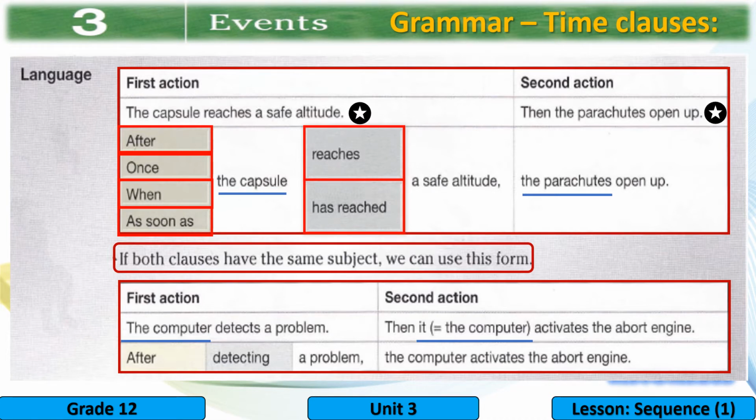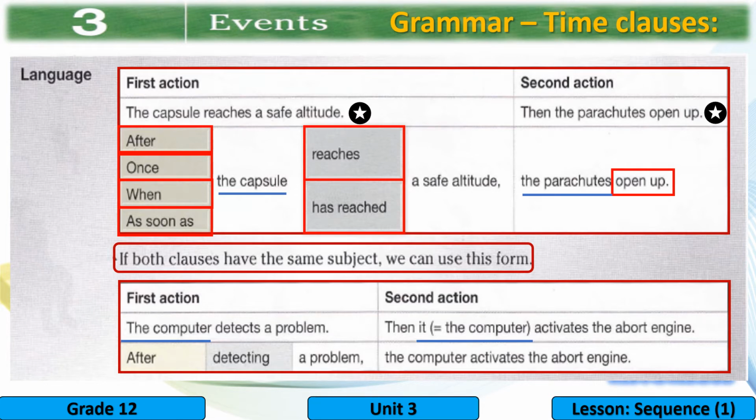Now, if we look at the second clause, the parachutes open up. Of course, we have a new subject here, the parachutes, and the verb here is in the present simple, open up. So, let's read the sentence in the new form. After the capsule reaches a safe altitude, the parachutes open up. Of course, this is one example.